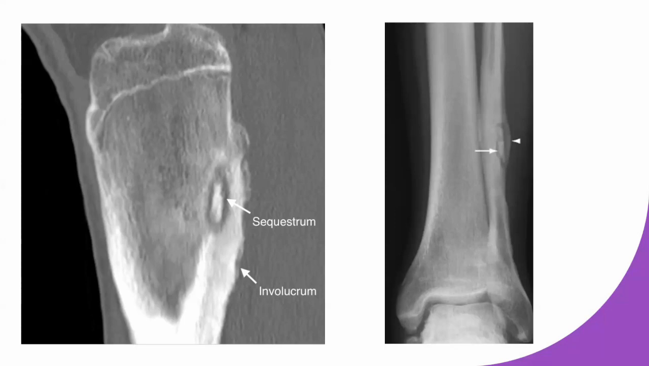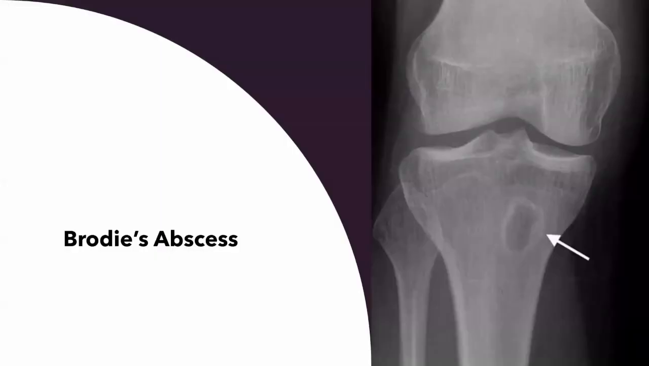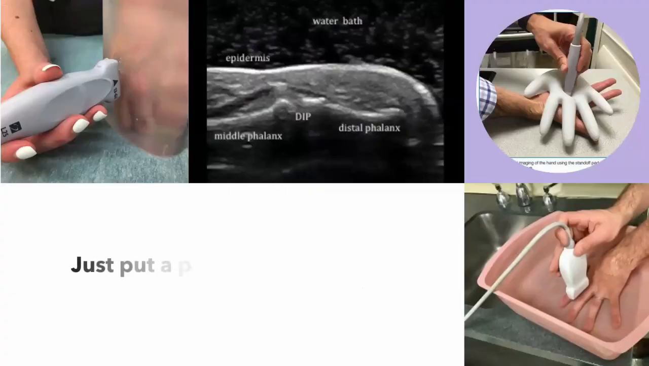And the left shows a CT image and the right shows an X-ray. In a more chronic condition, you might have something called a Brodie's abscess, which is essentially just a bone abscess. And now this was an interesting trick. If a patient has a digit or an appendage that is so tender that they can't tolerate direct pressure, you can put them in a water bath, because the water is going to transmit the sonar waves pretty well.